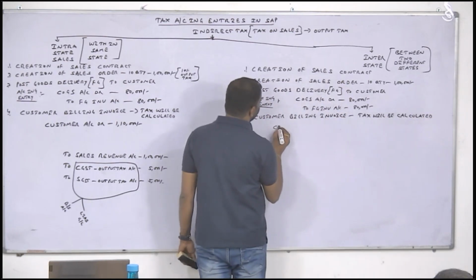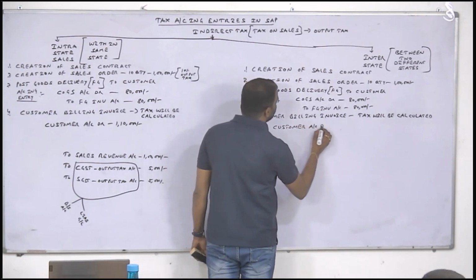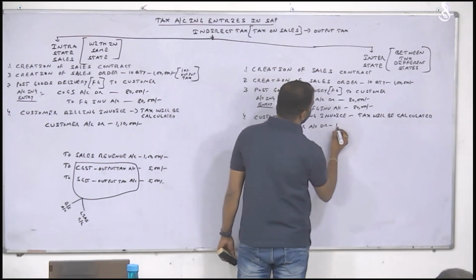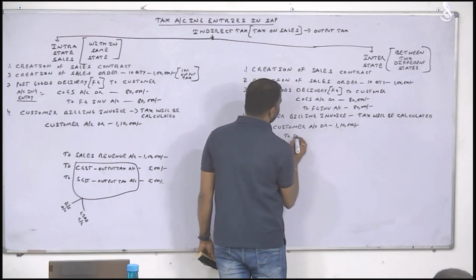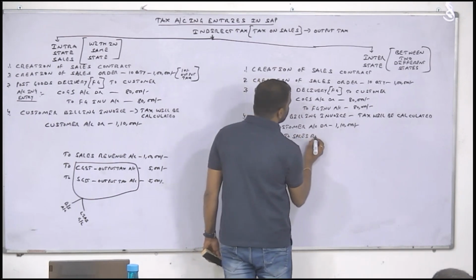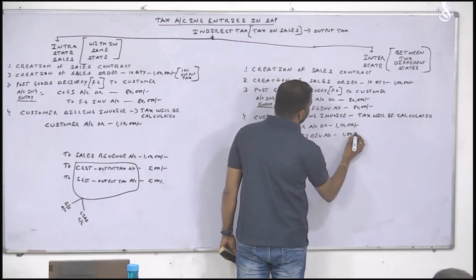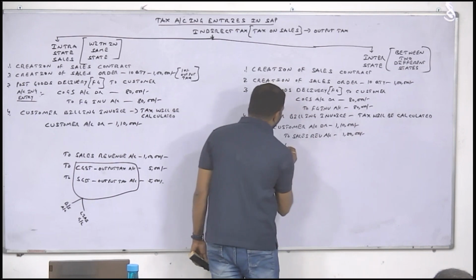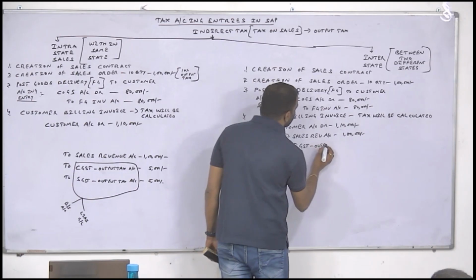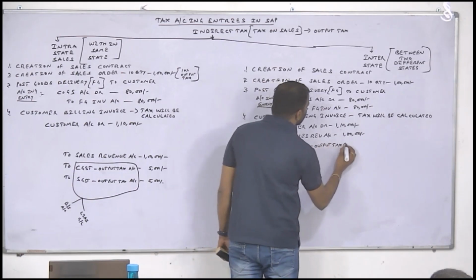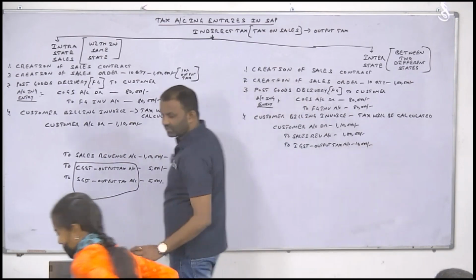What is the accounting entry? Customer account debit. You people know that is the reason I am writing how much? 1 lakh. To sales revenue. How much? To GST output tax account. How much? 10,000. Everyone is clear, right?